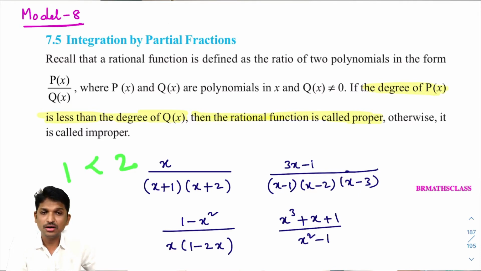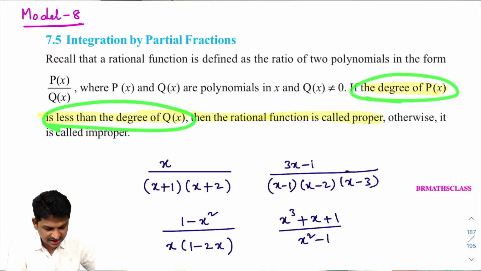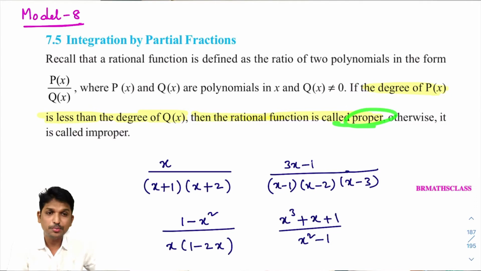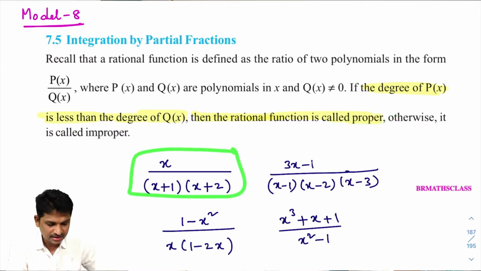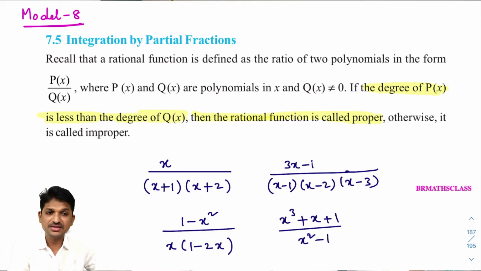Then what is it called, proper or improper rational function? If the degree of the numerator is less than the degree of the denominator, then it is called a proper rational function. So this is a proper rational function. I hope you are understanding.